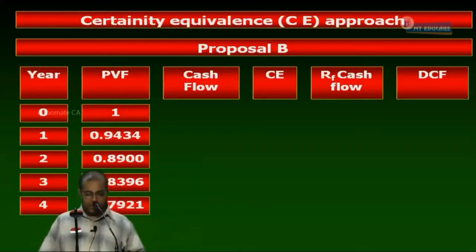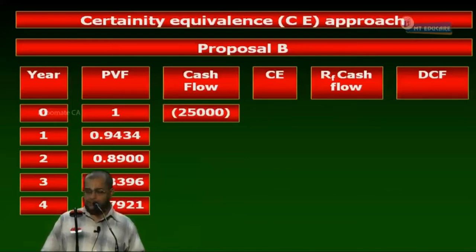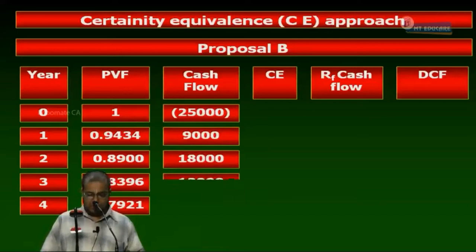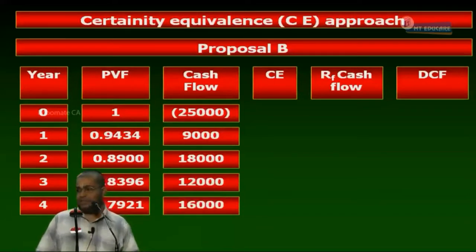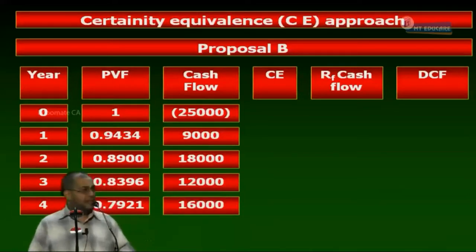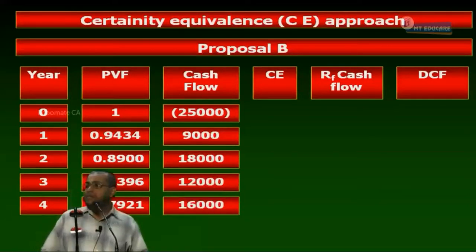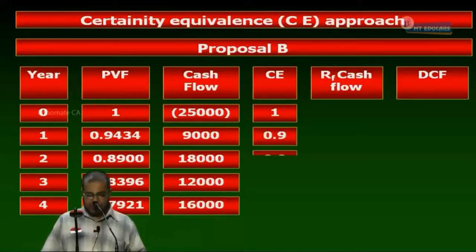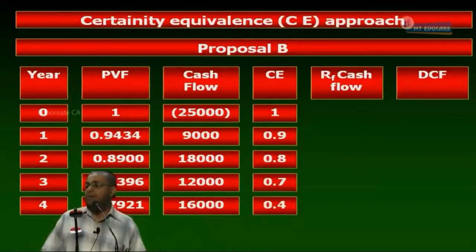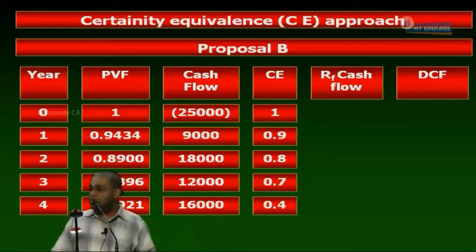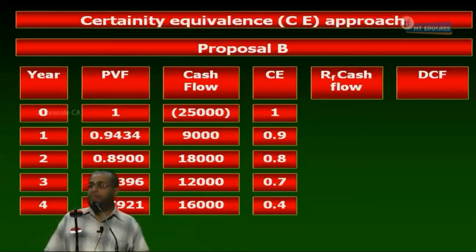Cash flows given. What are the cash flows given? Minus 25,000, 9,000, 18,000, 12,000, 16,000. Certainty equivalent factors given as 1, 0.9, 0.8, 0.7, 0.4. Risk-free cash flow is cash flow into certainty equivalent factor.